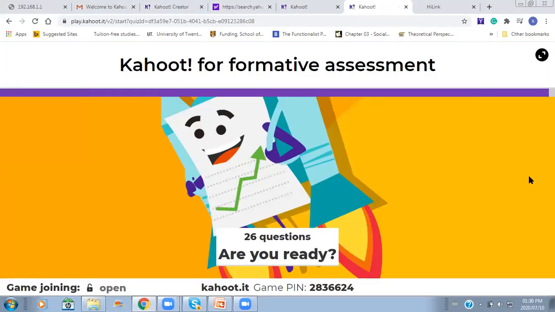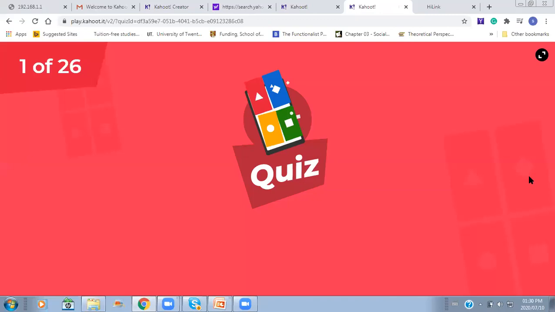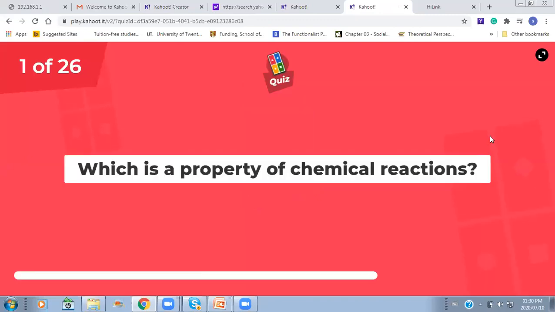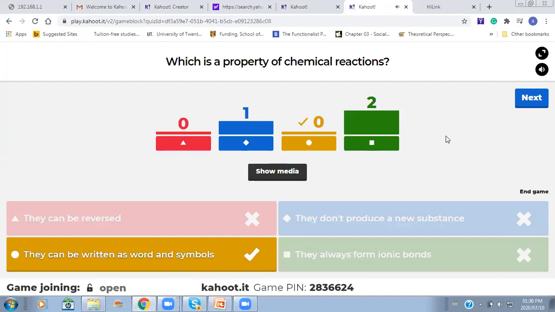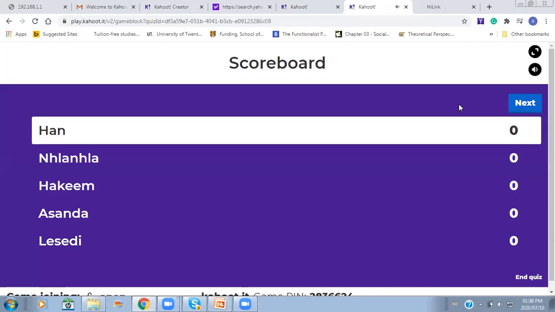All right, quiz number 1. Which is a property of a chemical reaction? Okay, go on. Let's see. It means all of us didn't get it. So let's proceed to the next.